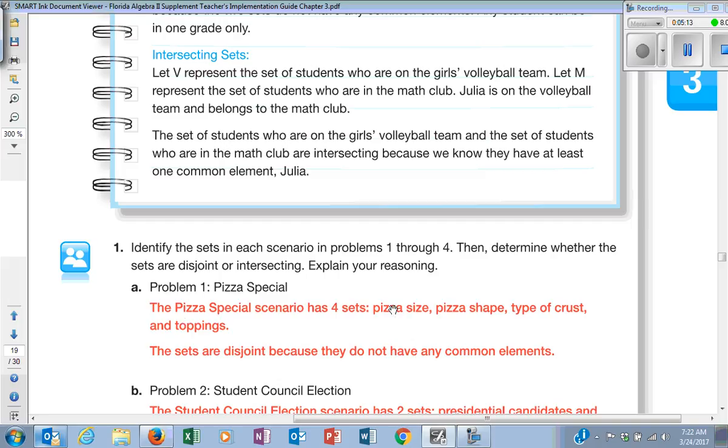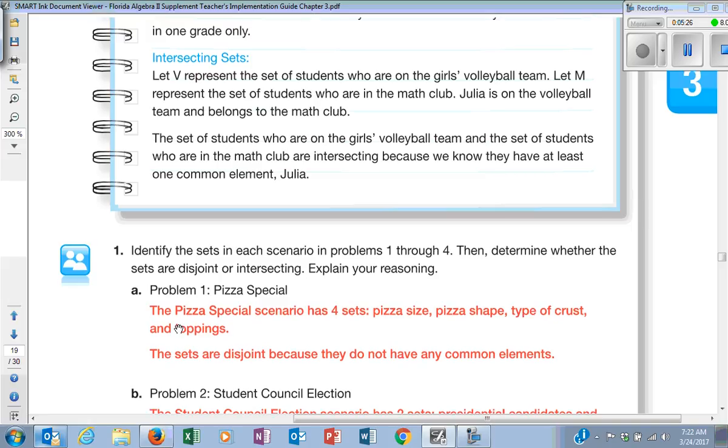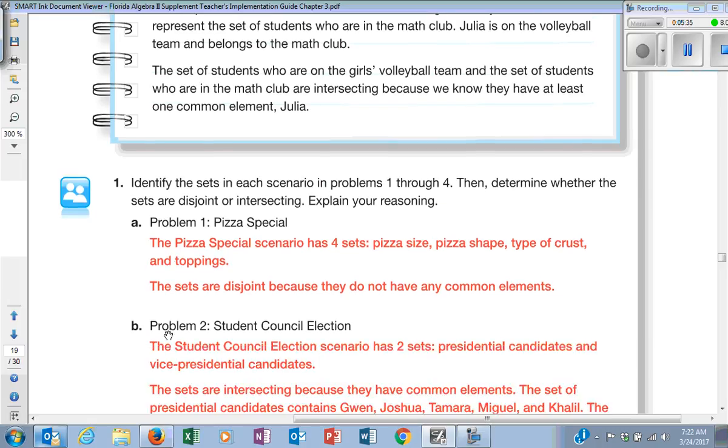Pizza size was what? Small or large? What was the pizza shape? Round or square? Type of crust was thick or thin. Toppings were pepperoni or mushroom. So were any of those sets intersecting? We called those disjoint because they didn't have any common elements.